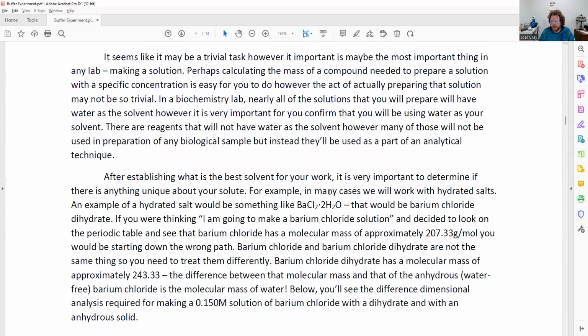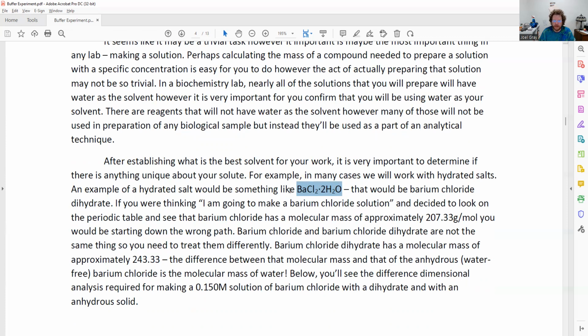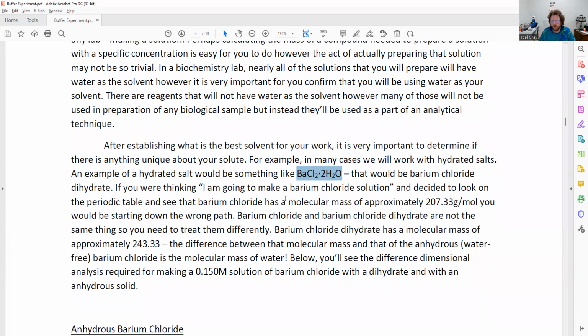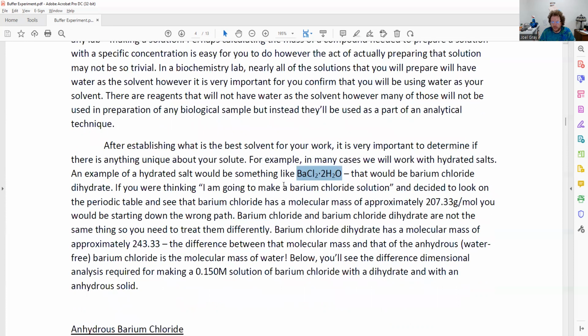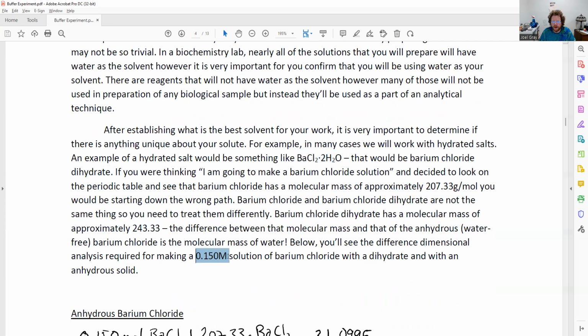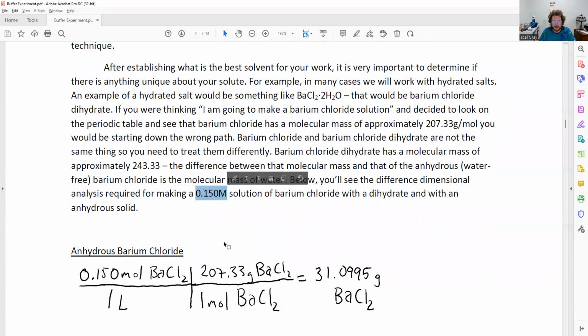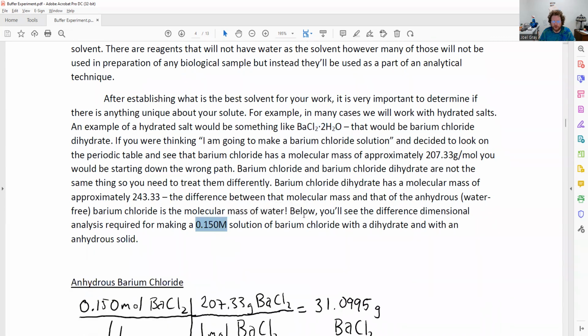For example, in many cases, you're going to work with what's known as a hydrated salt, something like BaCl2·2H2O. Okay, so that's barium chloride dihydrate. Now, if you're going to prepare that barium chloride dihydrate solution, a very good question to ask is, do I need to account for the mass of water? And the answer is absolutely you do. So what I showed below is a calculation for what mass of barium chloride you need if you're making a 0.15 molar solution of barium chloride, and specifically making 1 liter of a 0.15 molar solution.